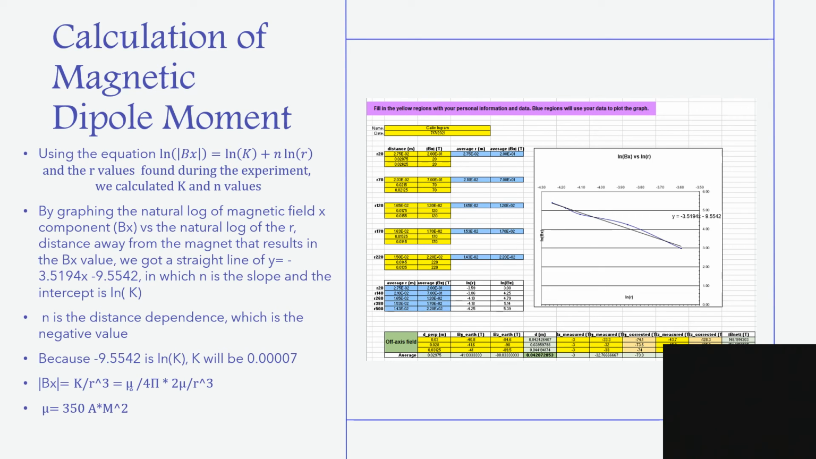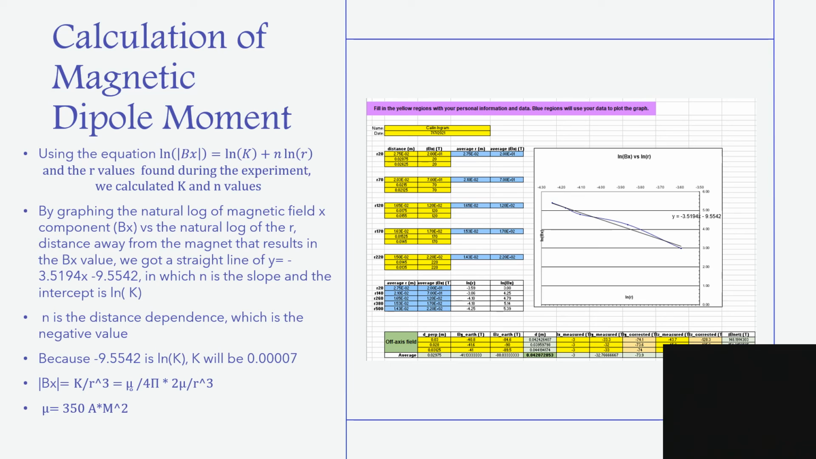a straight line of y equals negative 3.5194x minus 9.5542, in which n was the slope and the intercept is the natural log of k. Both n and k are constants, and n is the distance dependence, which is negative. Also, because the natural log of k was negative 9.5542, k would be 0.00007.